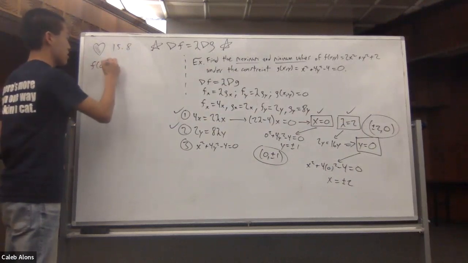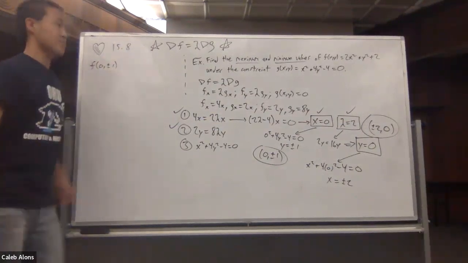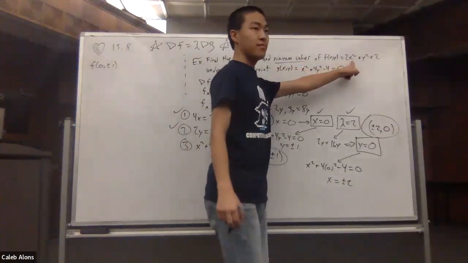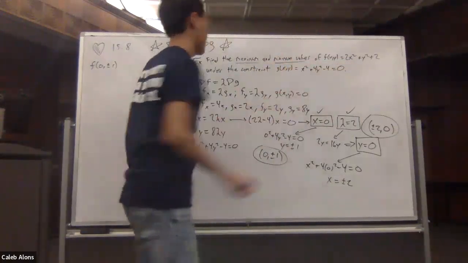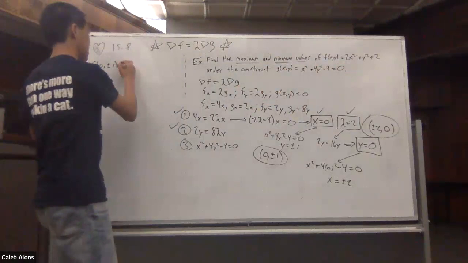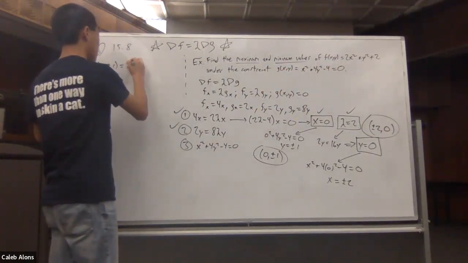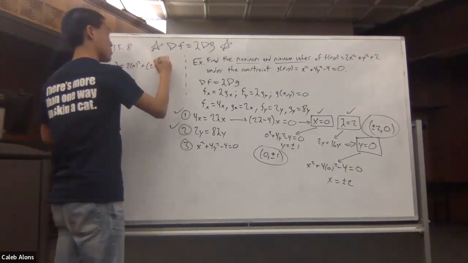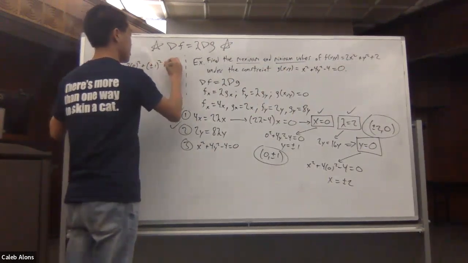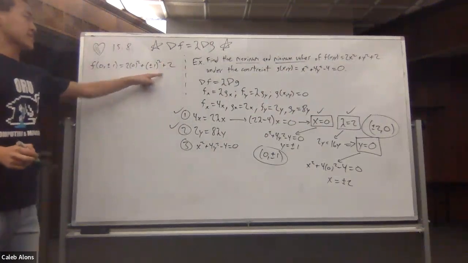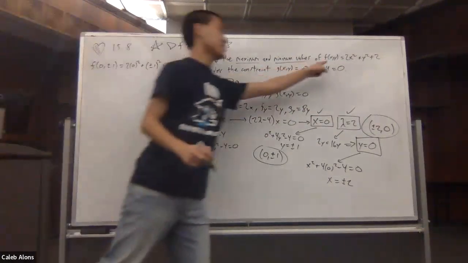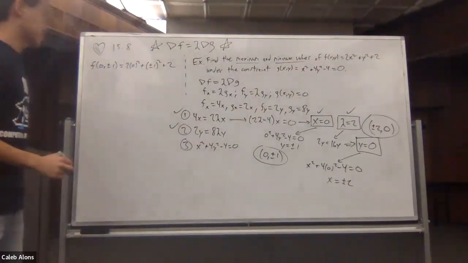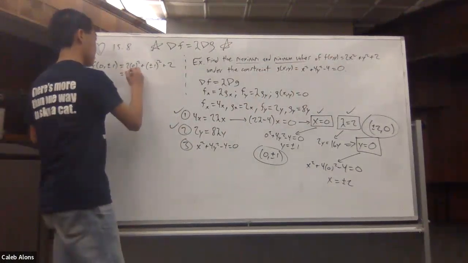So f of 0, plus or minus 1. And the reason I can do that is because I know that both x and y are going to be squared. So this is going to be 2 times 0 squared plus or minus 1 squared plus 2. Do you guys recognize what this is? It's just the original function that we talked about. So it's clear. And so that's going to be 3.